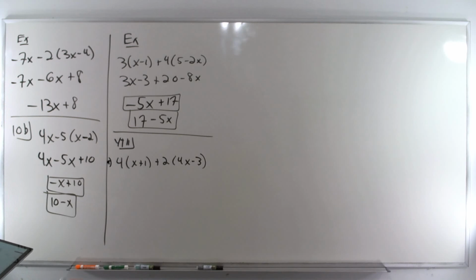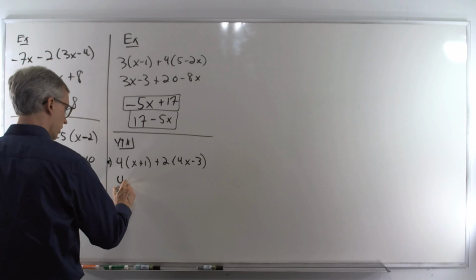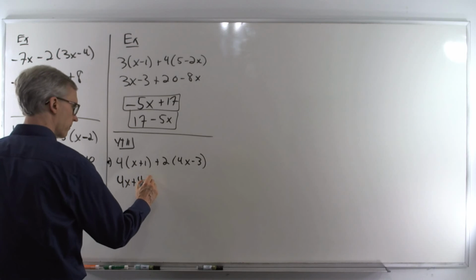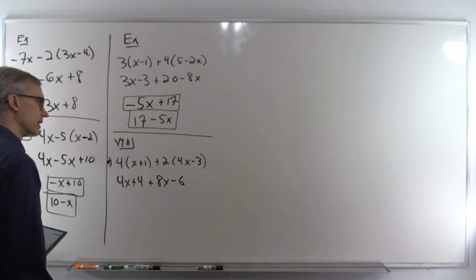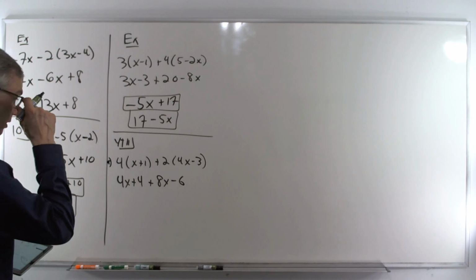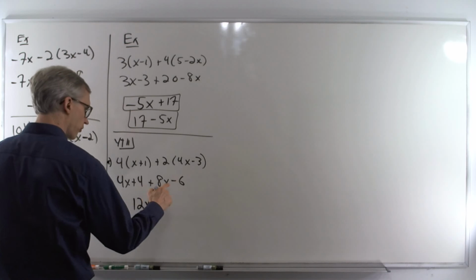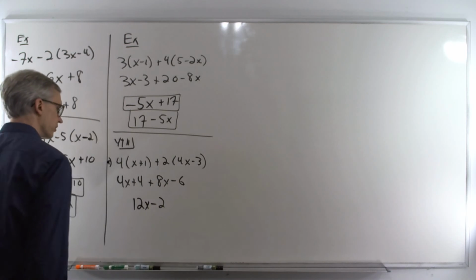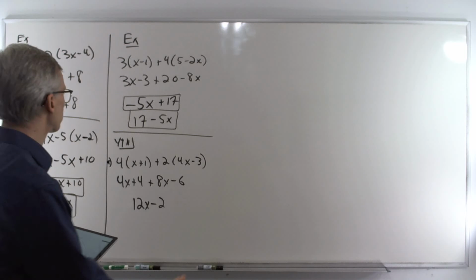Part A, distribute into both of these sets of parentheses, 4x plus 4 here, and 8x minus 6 on the right. Combining like terms, we have 4x plus 8x, that is 12x, and then 4 minus 6 is negative 2, 12x minus 2. And part B.